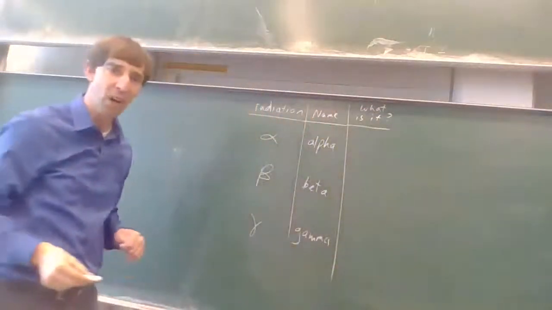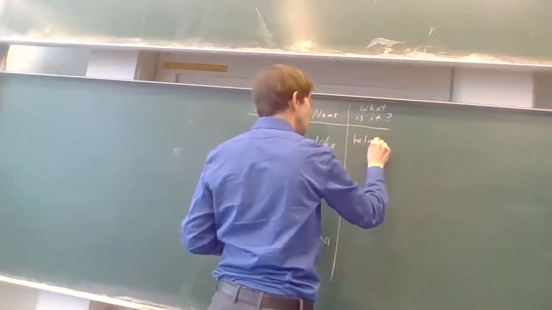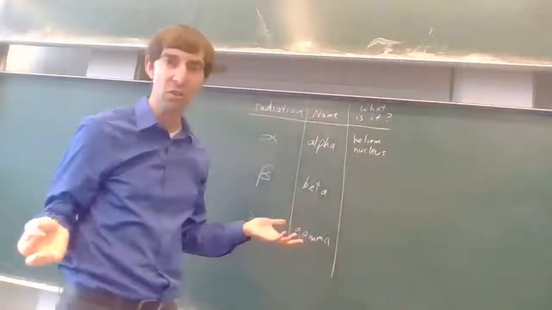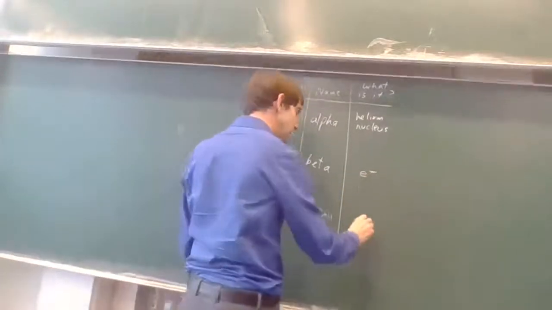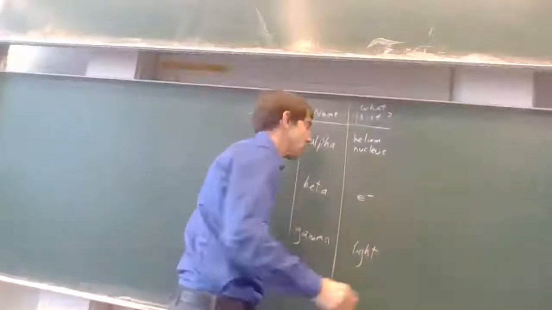If you remember, this is review: alpha was a helium nucleus, two protons and two neutrons. Beta was just an electron. And gamma is a type of light, so it's not actually a particle at all.